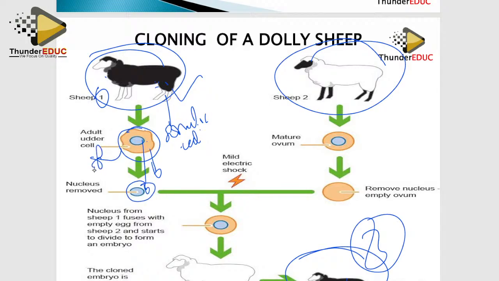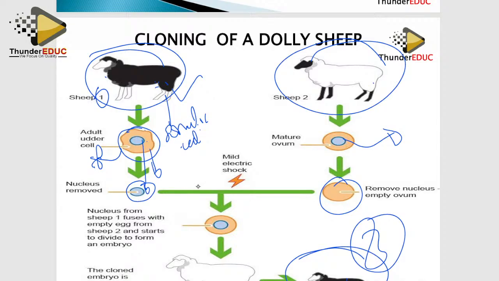I throw this away. Then I go to the ovum of this sheep. Why do I use the ovum of this sheep? I remove the nucleus, I throw it away. I remain with the ovum structure, the outer structure, the membrane.